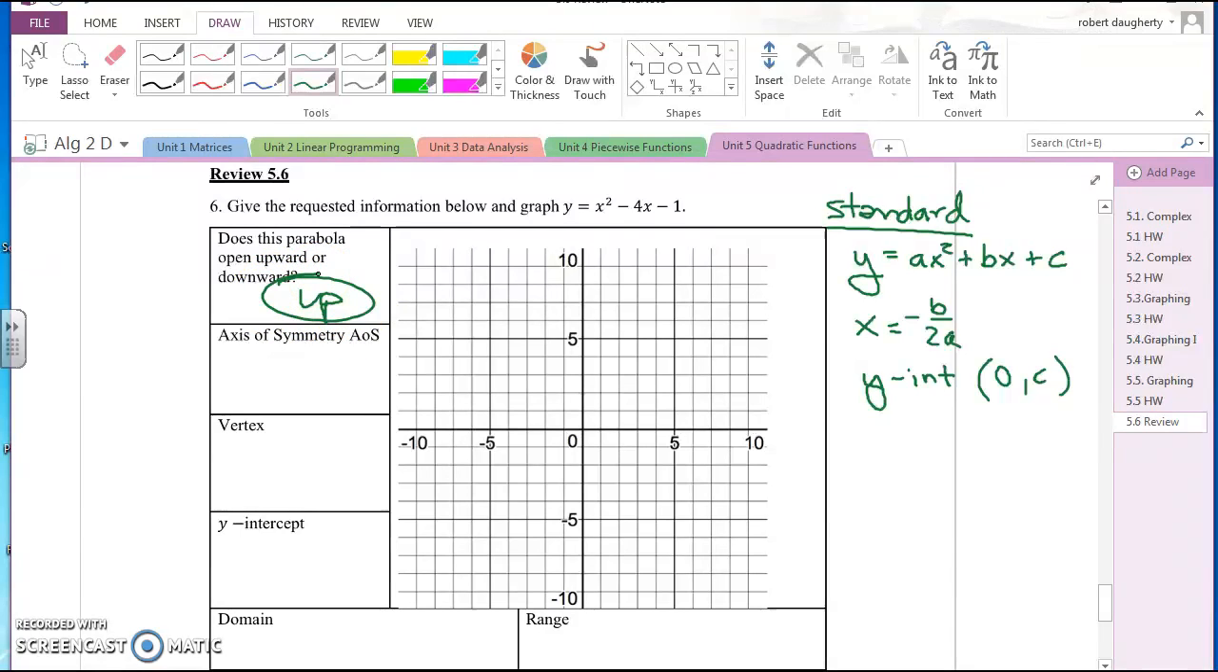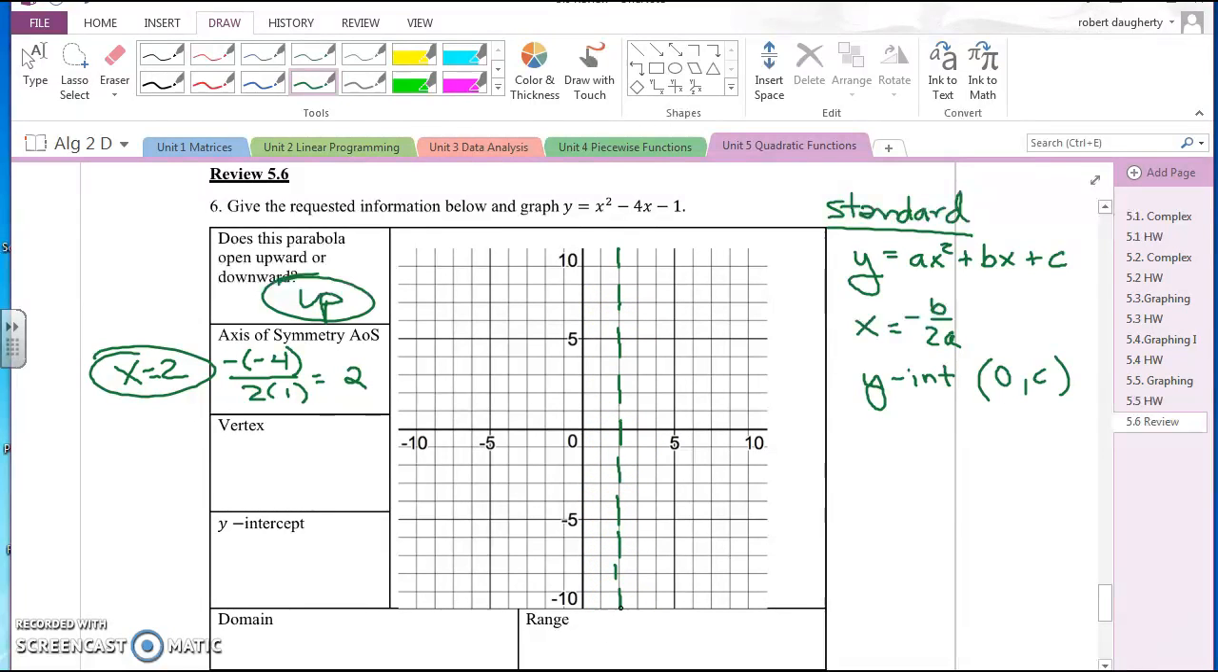And then the axis of symmetry, negative b over 2a. So that's going to be the negative of negative 4 over 2 times 1. That's just 4 over 2, which is 2. So x equals 2 is the equation of the axis of symmetry. So right here, that's my axis of symmetry.